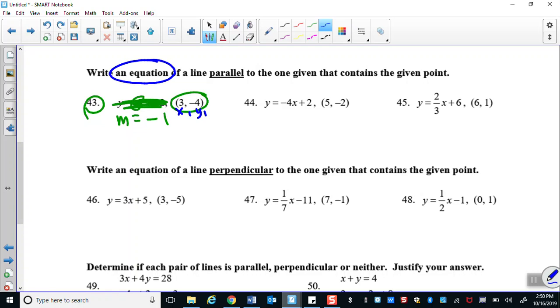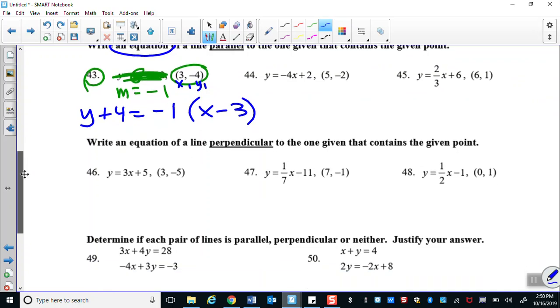Here they give us a point and a slope, so the best one is point slope form. So we're going to say y minus negative 4 turns into plus 4 equals your m, which is negative 1, and then x minus 3, and then you're done. There's no other work to do because it doesn't tell us to use a different form that's not point slope form. So now if we look at 46, it's the same kind of problem except now it's perpendicular.